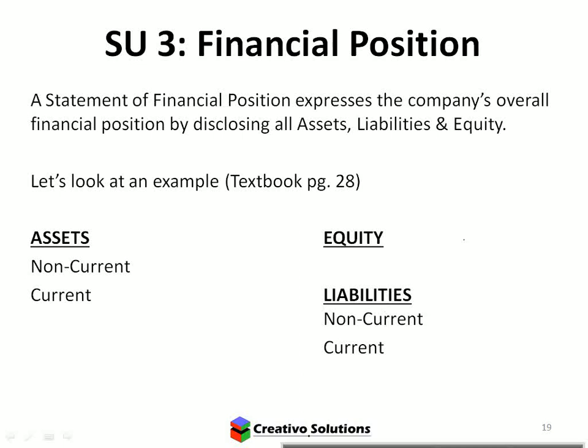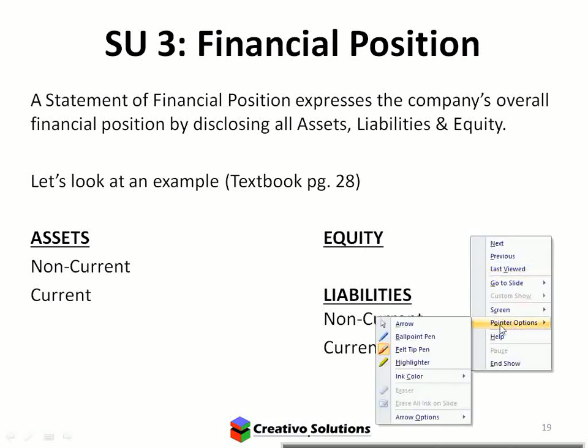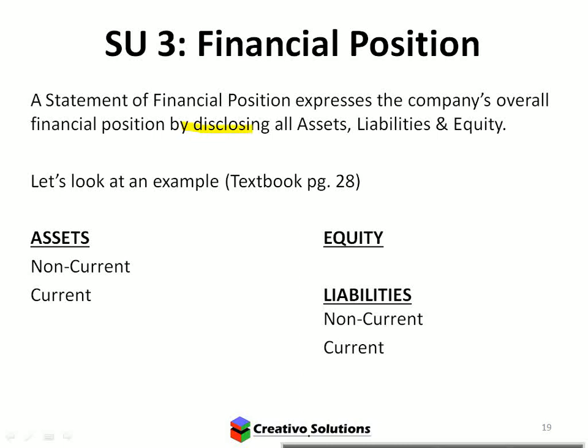Okay, when looking at financial position, this is looking at this disclosure. The key word there is disclosure, disclosing our assets and our liabilities. Earlier we said assets and liabilities tell you what position you're in. If you've got more assets than liabilities, you're in a good position. Okay, it's quite easy to remember.